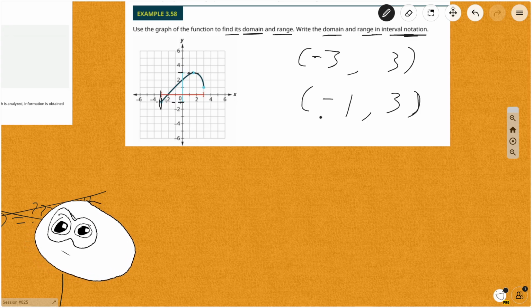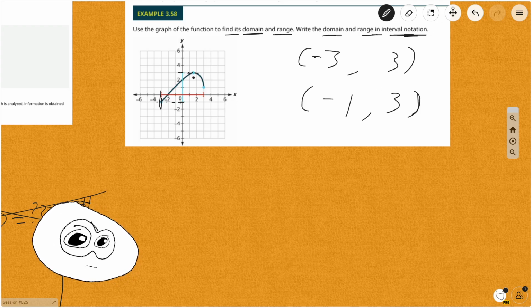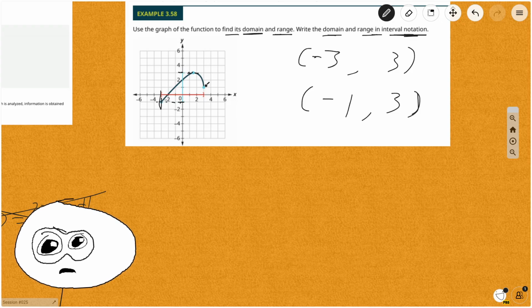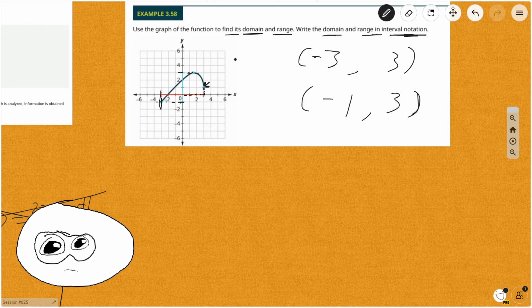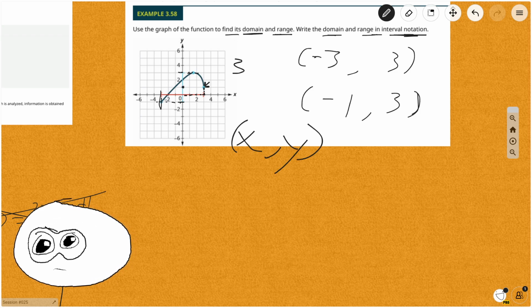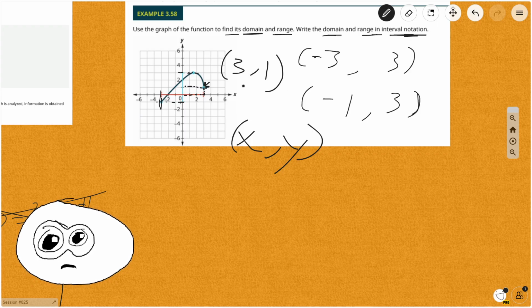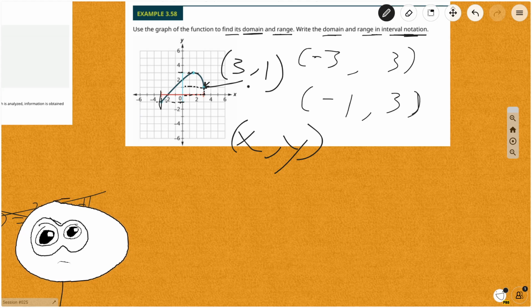Now, if you're doing the traditional interval notation, not domain and range, but just figuring out points on a graph, and you're looking at, let's say, this point right here, if you read it, the x value is 3. And they're almost always in an xy coordinate. And the y value is 1. So this point on the graph is going to be known as (3, 1), right?